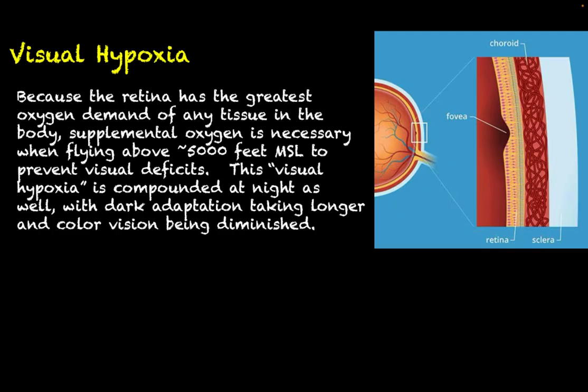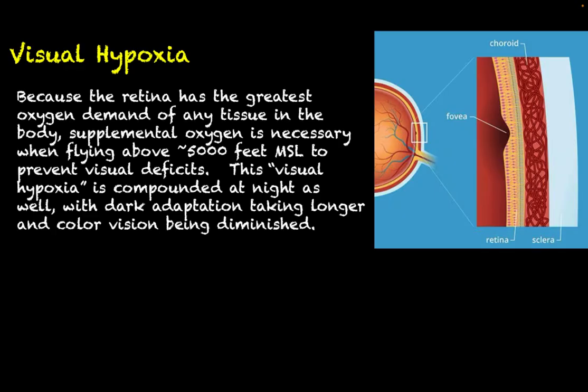Okay, so we're nearing the end of the chapter. We still have a few things left to cover. Visual hypoxia. We talked obviously in chapter 4 about hypoxia, what oxygen is and why oxygen is necessary for tissues in the body, and how oxygen gets taken into the body and transported all throughout the body. We learned in that chapter that the retina has the greatest oxygen demand of any tissue in the body, so supplemental oxygen is necessary when flying above 5,000 feet MSL if you're not in a pressurized cockpit or cabin.